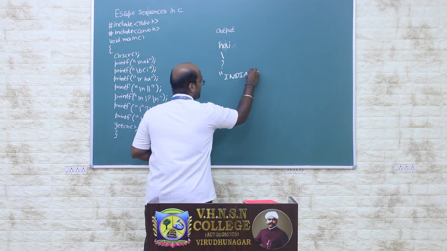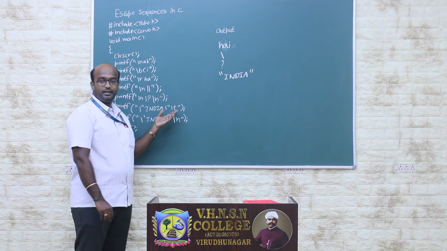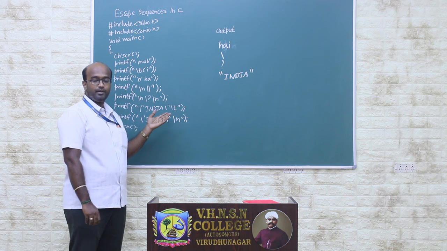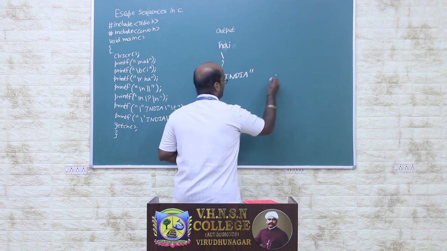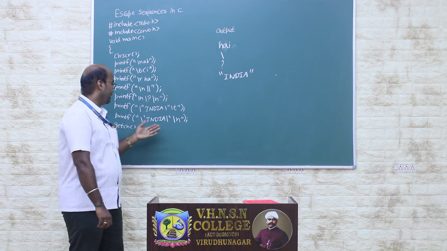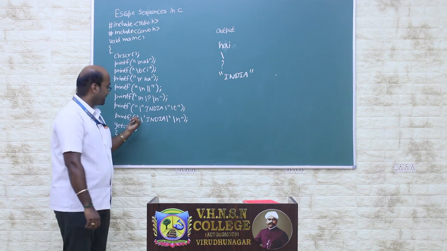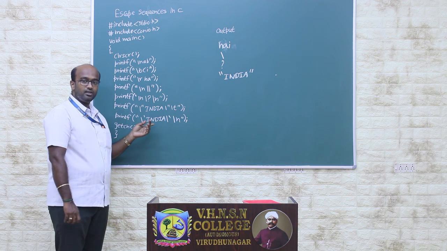So the double quotes will be printed, and the next escape sequence I have given is backslash t. Backslash t stands for tab space. So it leaves a tab space and moves around 8 spaces, and it starts with the next line. Printf backslash single quotes I have given.